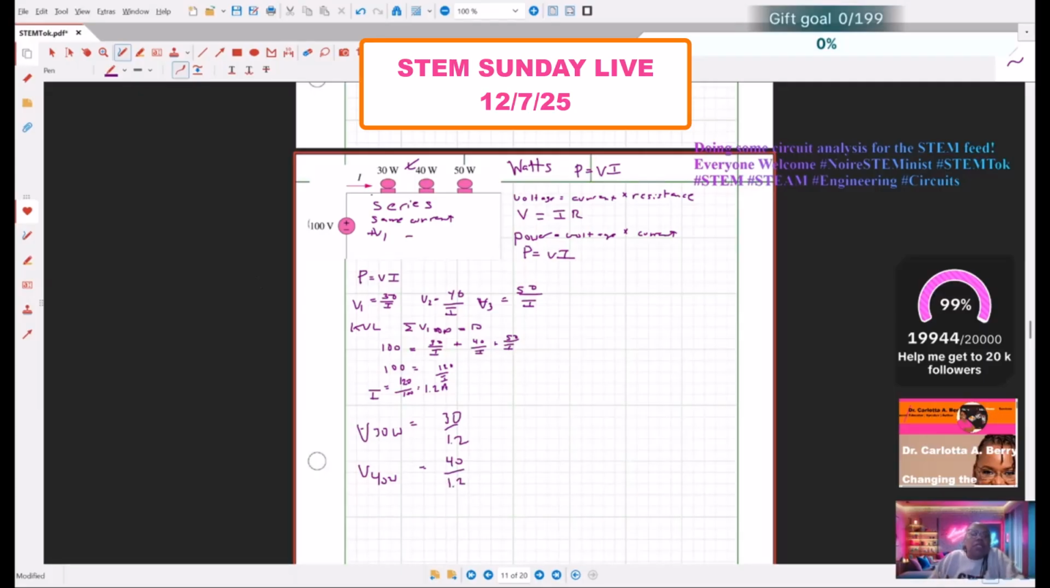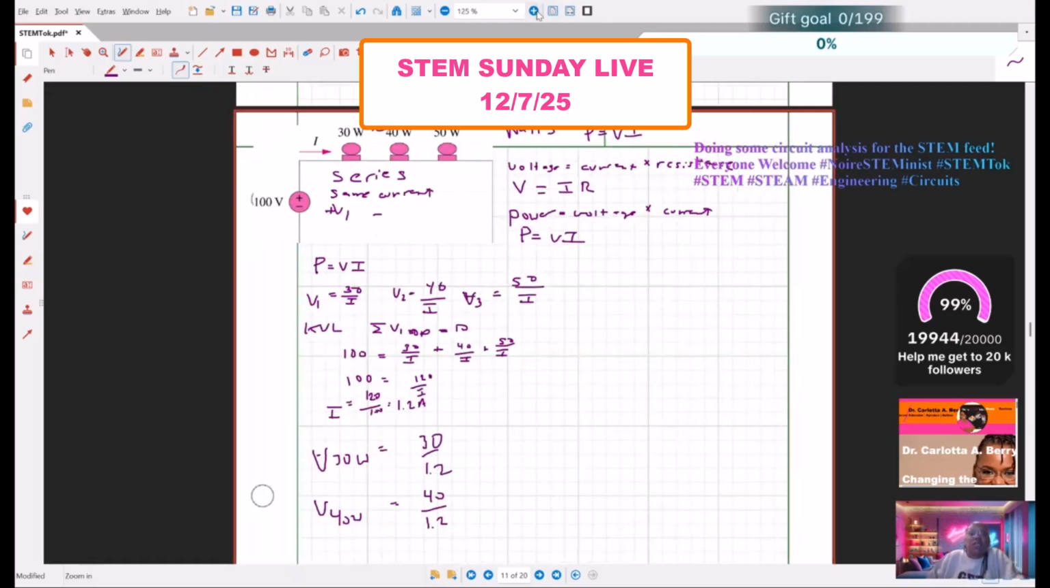Okay, let me zoom in on this a little bit so it's not so hard to see what's going on. Now I don't have my calculator with me, so I got to get an on-screen calculator. 30 divided by 1.2 is 25 volts. 40 divided by 1.2 is 33.33 volts.